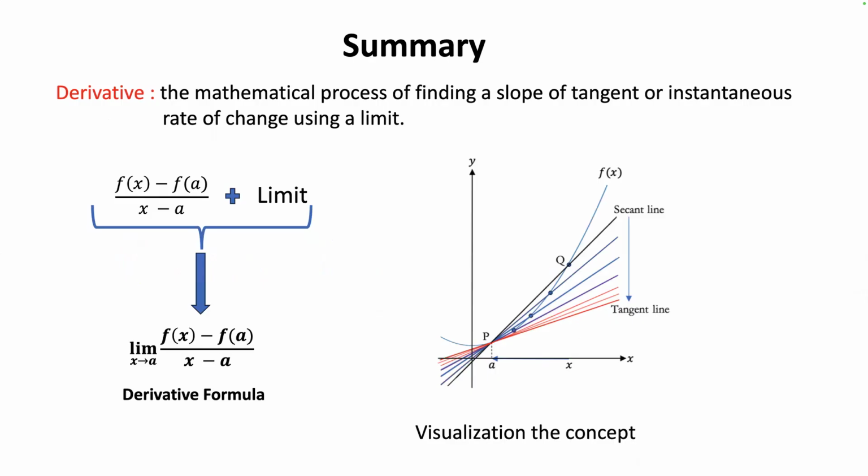Visually, we can show this like this. This is a secant line close to the tangent line with x close to a. This visual idea can be expressed in this formula.